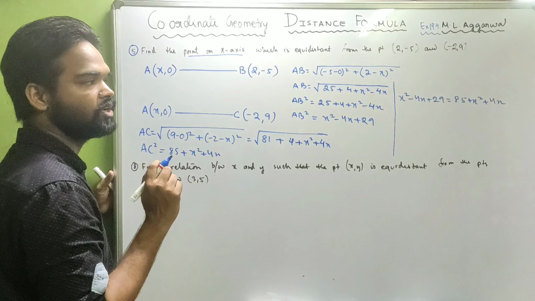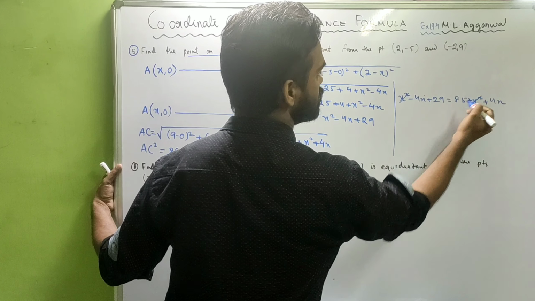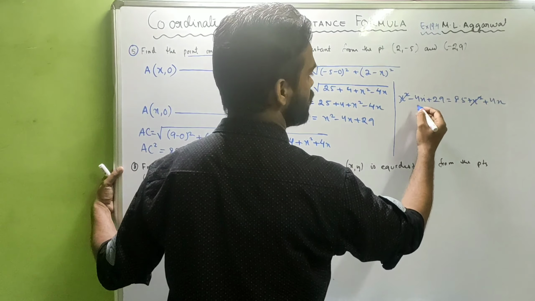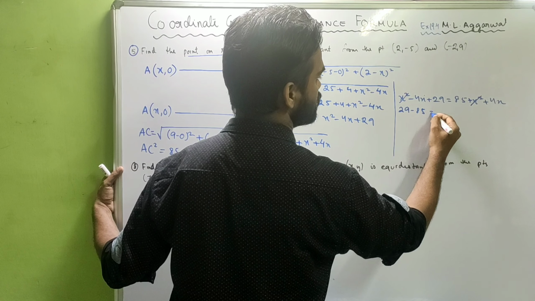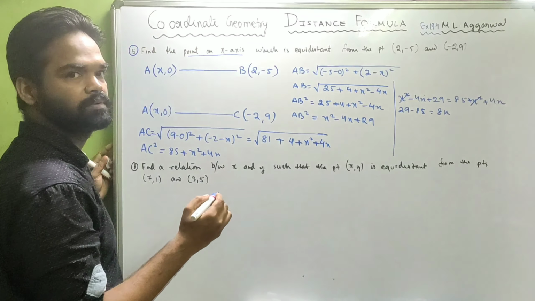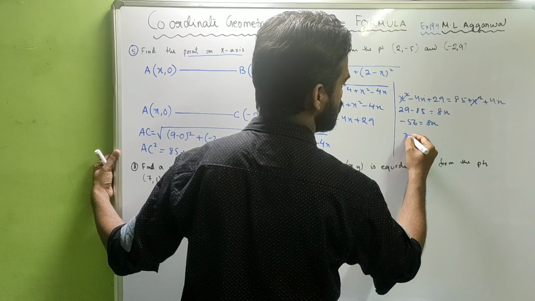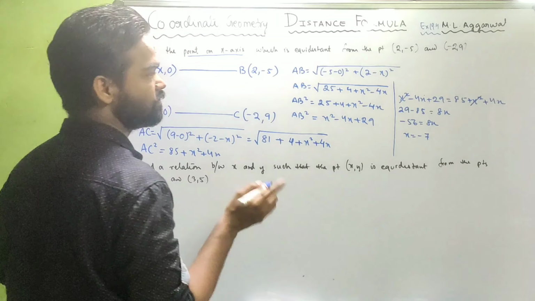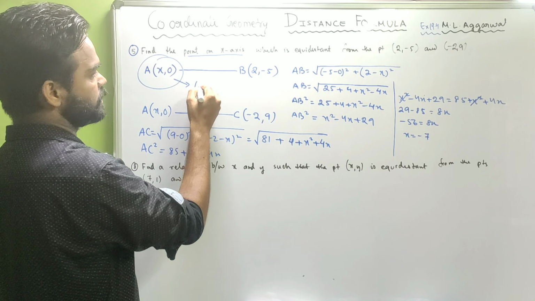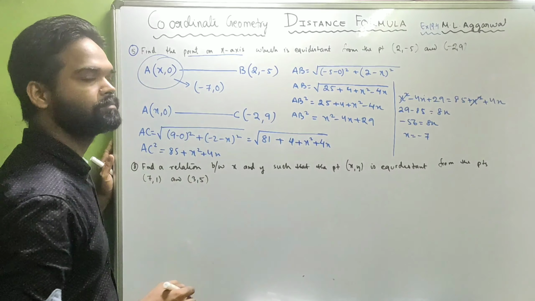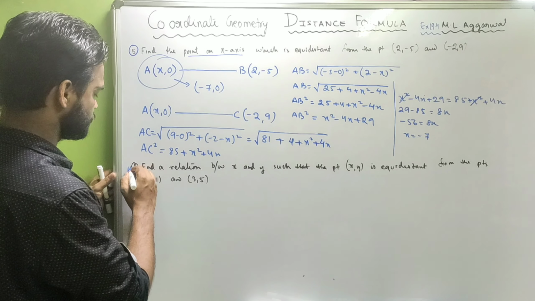Now according to the problem, AB and AC are equal, which means AB square and AC square also will be equal. So can I write, just look over here, x square minus 4x plus 29, that's AB square, will be equal to 85 plus x square plus 4x, which is AC square. Okay, so x square goes away. This becomes 29 minus 85 equals 8x. That becomes minus 56 equals 8x, or x equals minus 7, which means the point A we are talking about will be (-7, 0). Done.